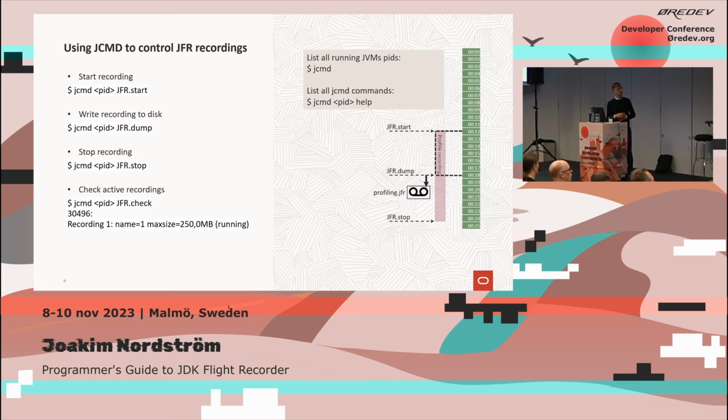We also have a few other jcmd commands to control our recordings. jfr.start I mentioned. jfr.dump can be used to dump an ongoing recording. So if you want to dump, like, the continuous recording, you can use jfr.dump to write it to file. You can also stop recordings, and you can see which recordings you currently have with the jfr.check command.